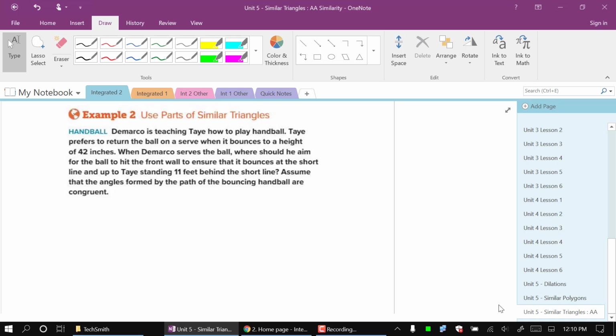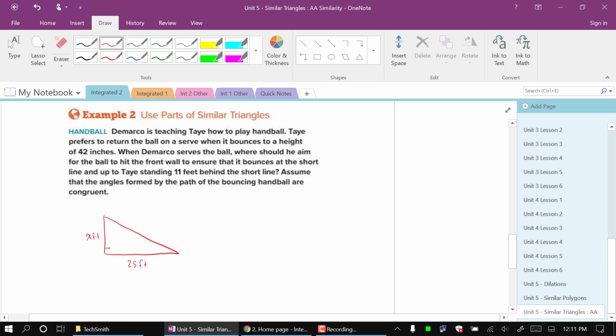We need to find the point where this ball bounces. So when it bounces into the wall, we need to find that point. Since the wall and Tay form a 90-degree angle, we have AA similarity here. So let's start off with our sketch of what we have. Here is the wall. This is what we don't know, so this is going to be X feet. We know that it bounces 25 feet away, so this is going to be 25 feet.